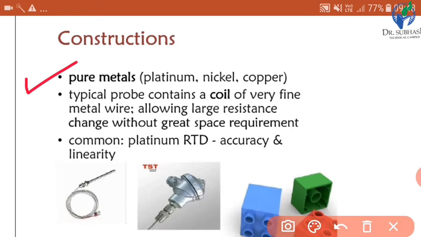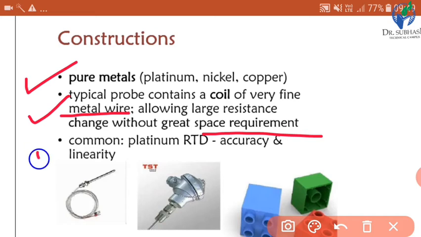For construction, pure metals like platinum, nickel, and copper are generally preferable for making an RTD. A typical probe contains a coil of very fine wire, allowing a large resistance change without great space requirement. So this is a typical probe.